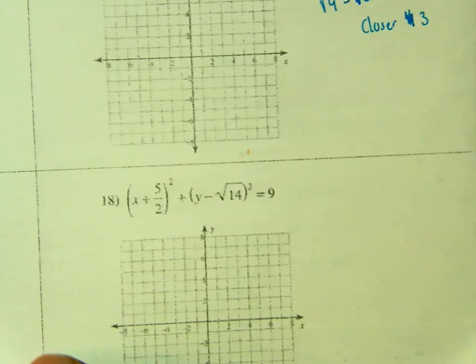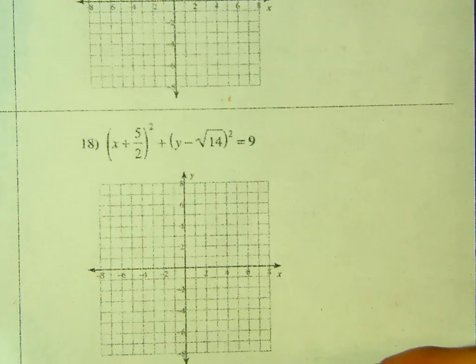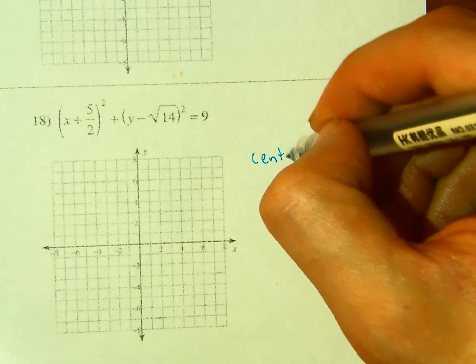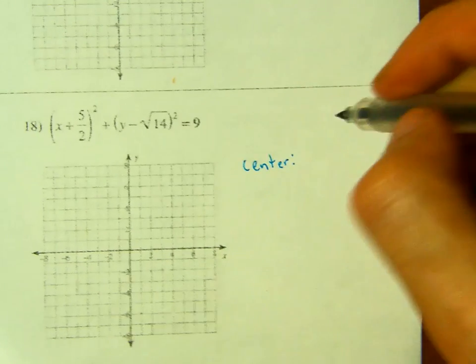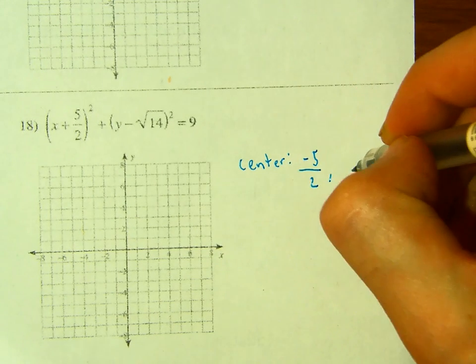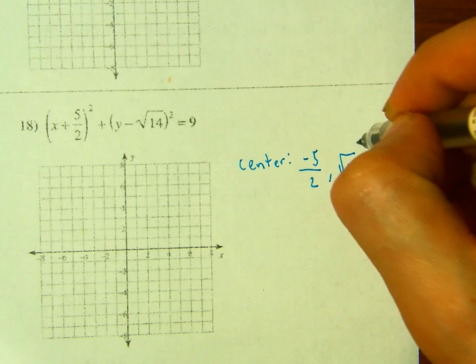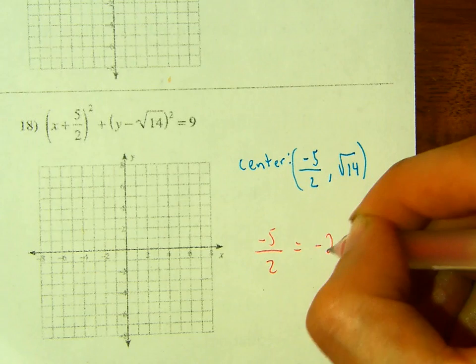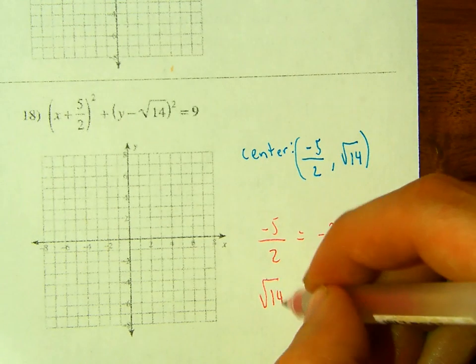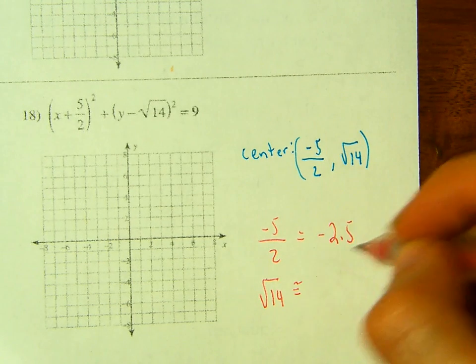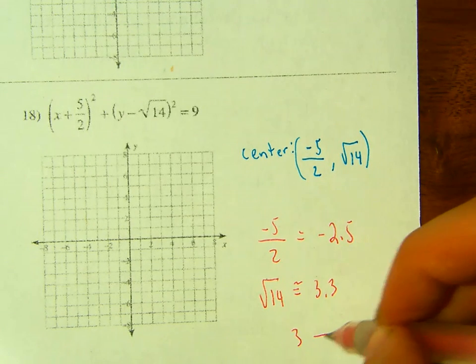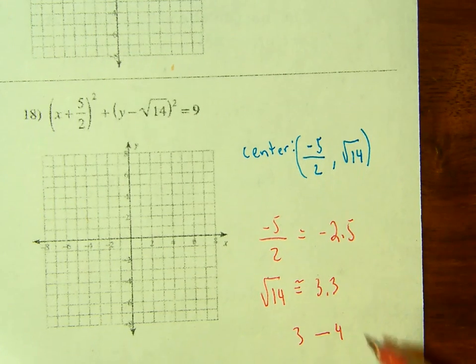Okay. And this one is pretty self-explanatory. This one, not too bad. This one, easy peasy. This one, how do you do this one? Well, you can pause the video and try and do it. But here, what's your center? Your center is negative 5 over 2, comma, square root of 14. So let's just see, what is negative 5 over 2? That's equal to negative 2.5. And square root of 14 is, I don't know, it's close to 3.3 or something. It's between 3 and 4. Okay? And that's the general idea.